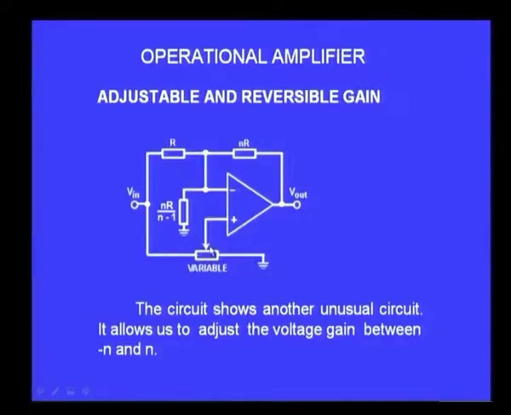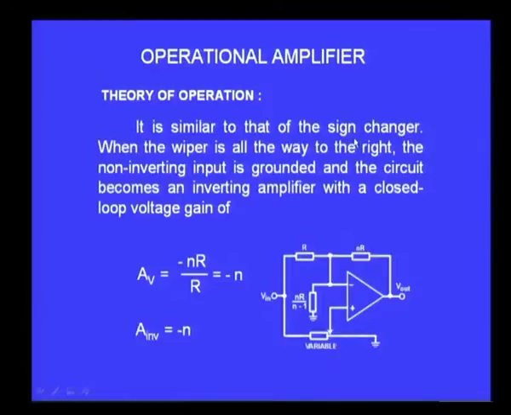So, now let us try to understand how this circuit works. It is going to give us an adjustable voltage gain from minus n to n. It is similar to the type of amplifier that we saw, which we called the sign changer. The sign changes from minus 1 to plus 1 continuously by using a potentiometer. A very similar circuit is seen here. Also we are using the potentiometer in a very similar fashion, but apart from that we also have the feedback resistor n times more, R and NR.